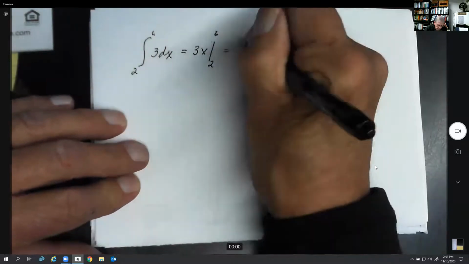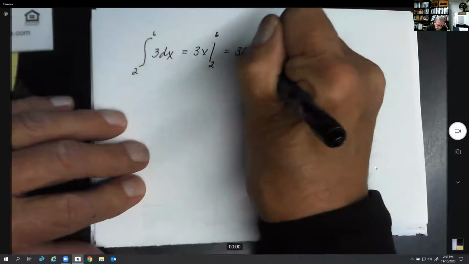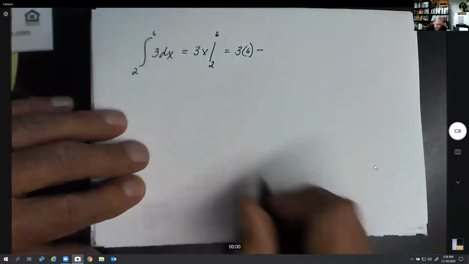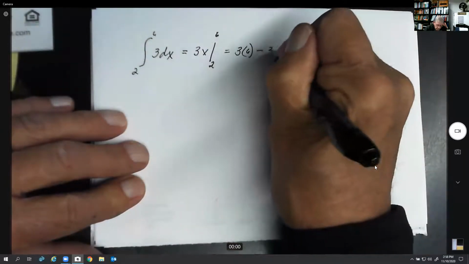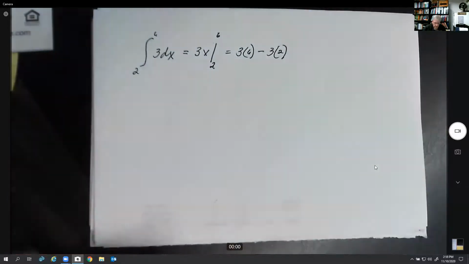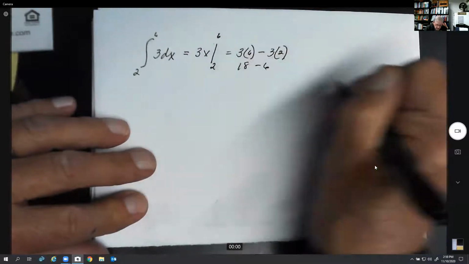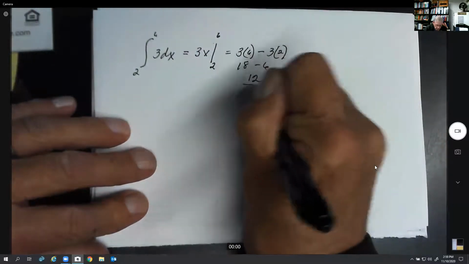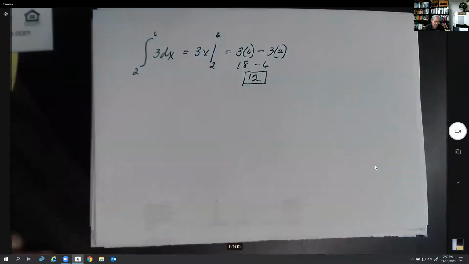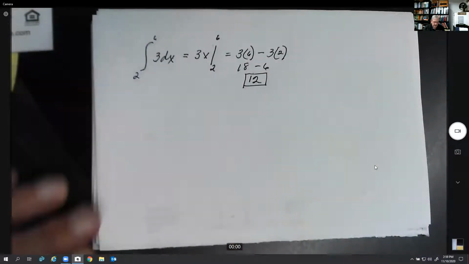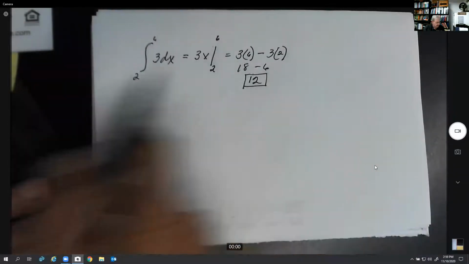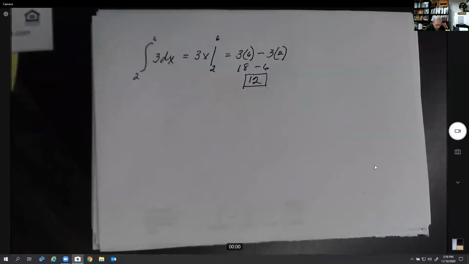So first I'm going to put in a 6 minus, and then I'm going to put in a 2. Then I'm going to calculate 18 minus 6, 12. So the answer to the definite integral of 3 dx from 2 to 6 is 12. Hopefully I didn't make any mistakes. So you can see it's not too hard.